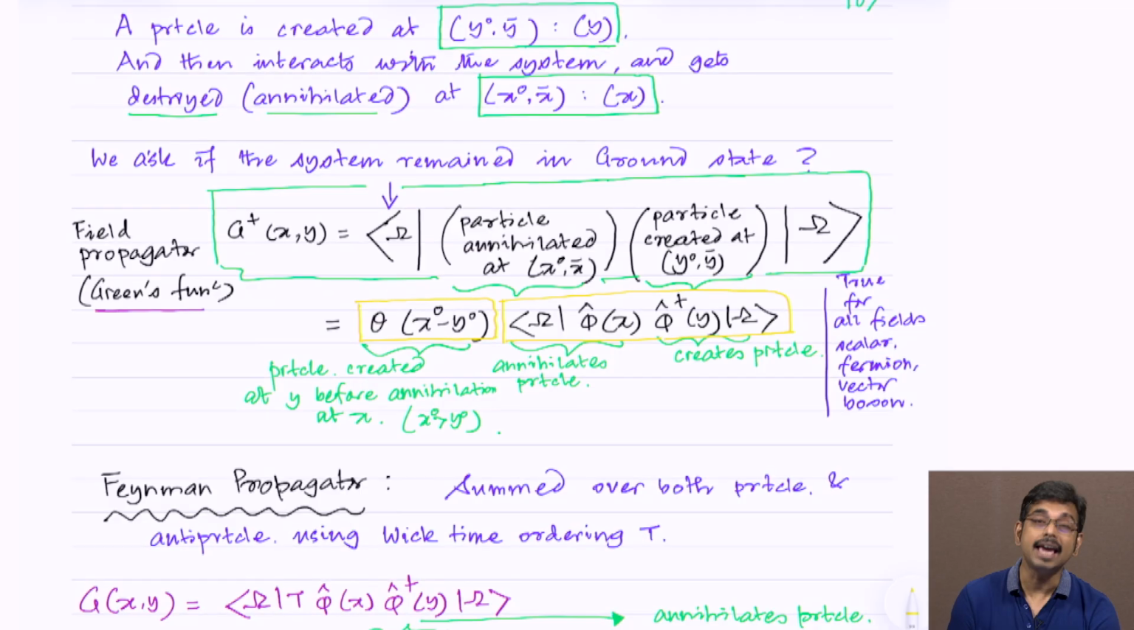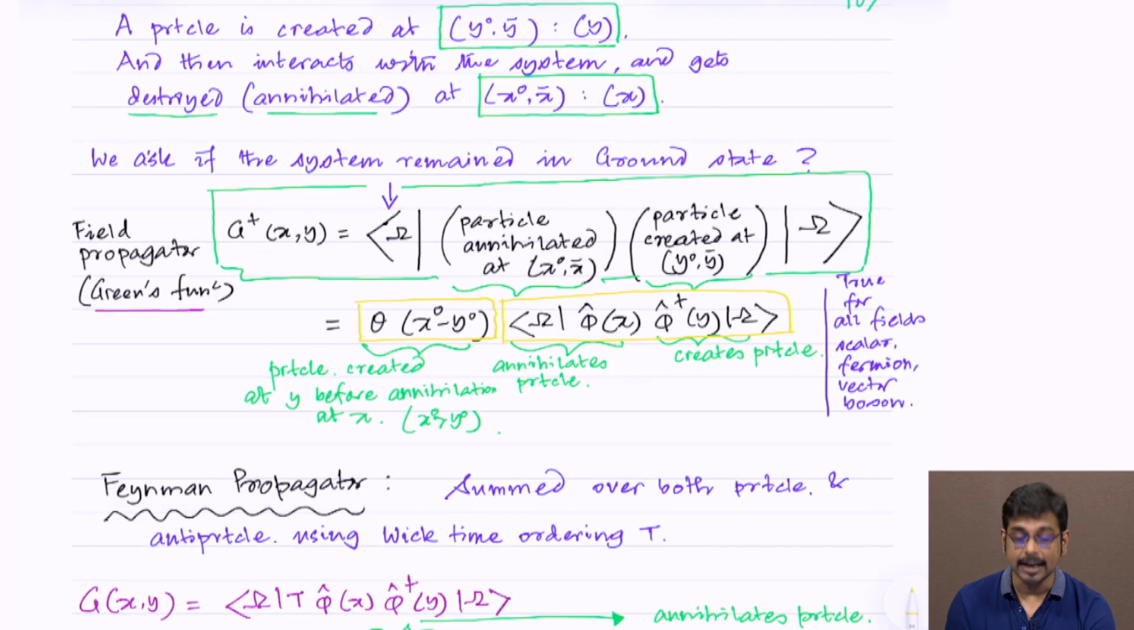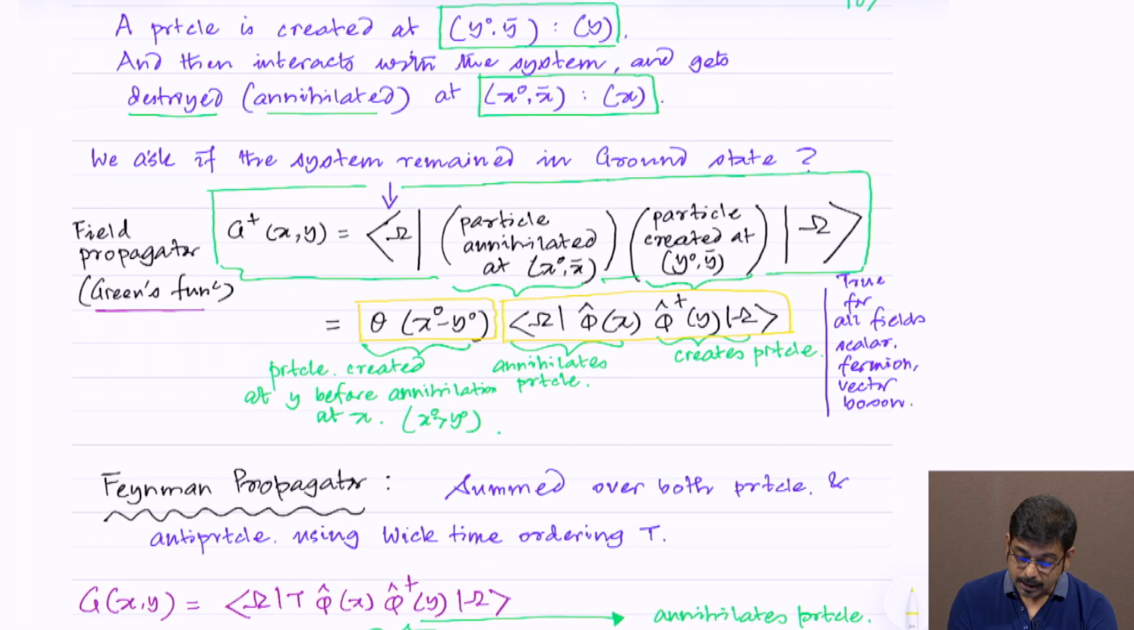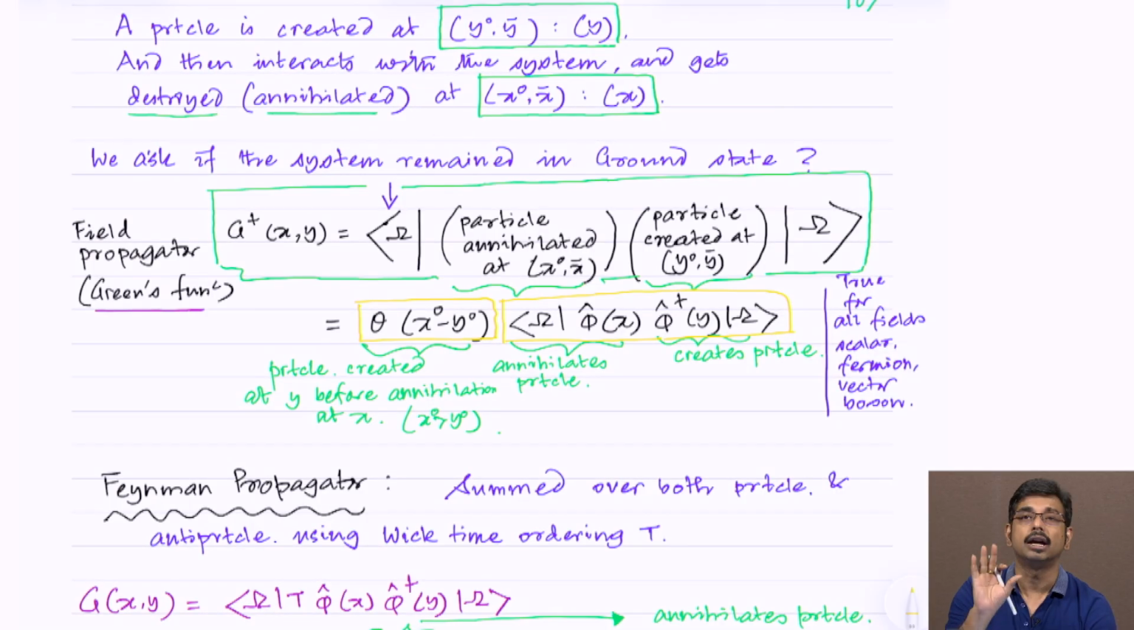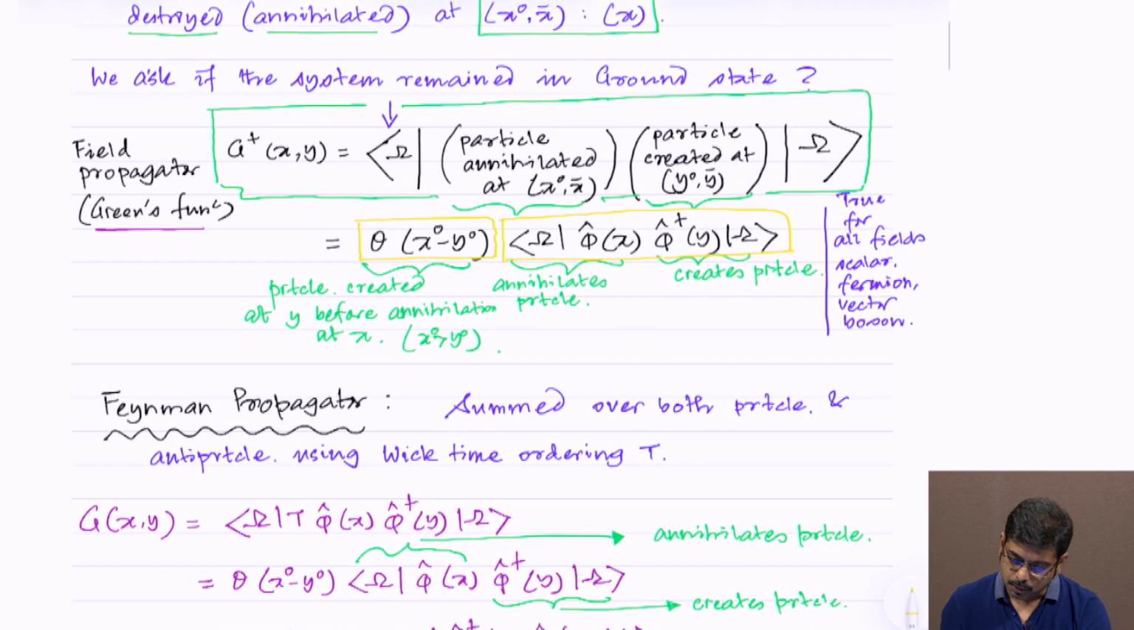On the other hand, phi x omega will annihilate the particle, and theta x0 minus y0 makes sure that x0 is greater than y0. That means the particle is first created at y0 and then propagates to x0, and at x0 it is annihilated. So that's what is kept by this theta x0 minus y0. And as I say, this basic notation is true for any fields. The way that I am writing it is actually for scalars.